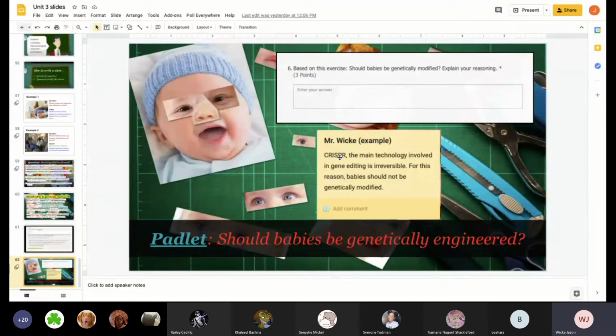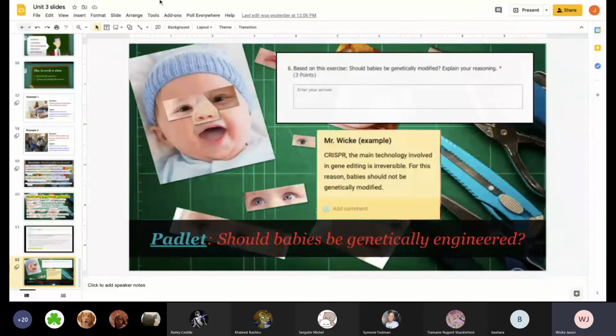So here's my example. CRISPR, the main technology involved in gene editing, is irreversible. For this reason, babies should not be genetically modified. So you'll see here, I've actually written my claim as two separate sentences. The first sentence is my reason, right? The problem with this is you can't go back. It's irreversible. And then I've rewritten the question, sorry. For this reason, babies should not be genetically modified.